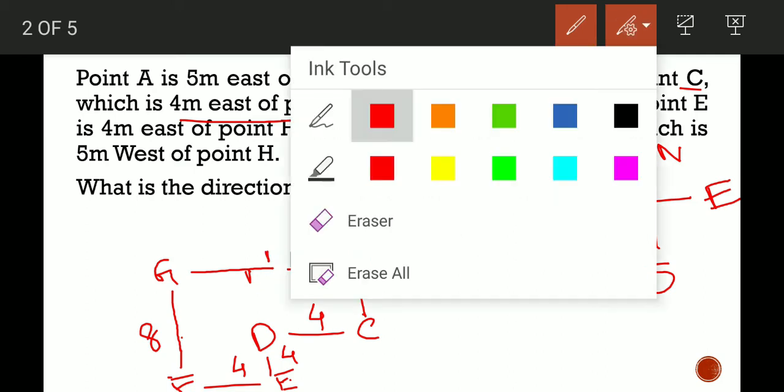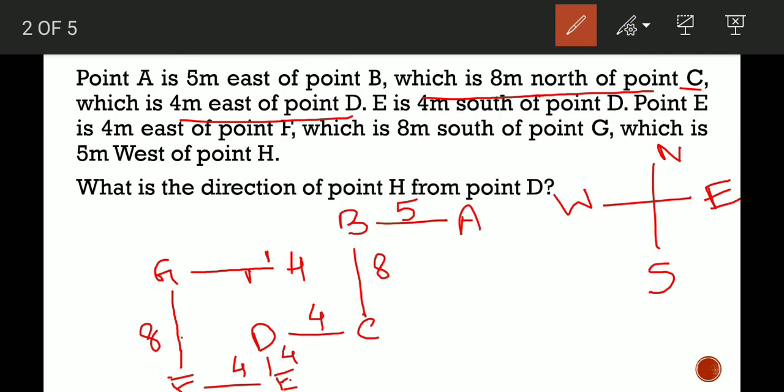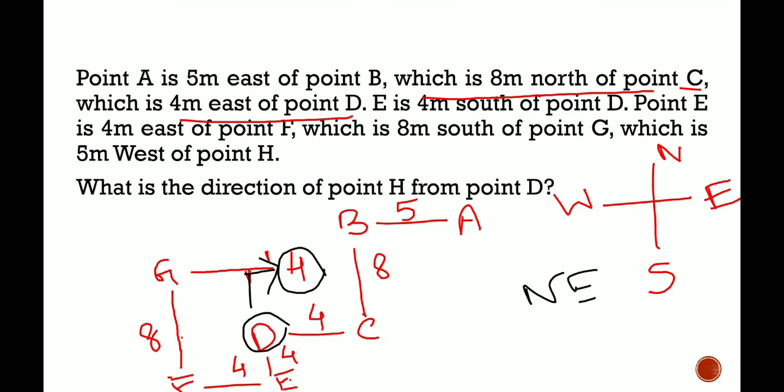At last we have to find the direction of point H with respect to D. So from this diagram we can see the direction of H is northeast. Therefore northeast is our answer. Now move on to our next question.